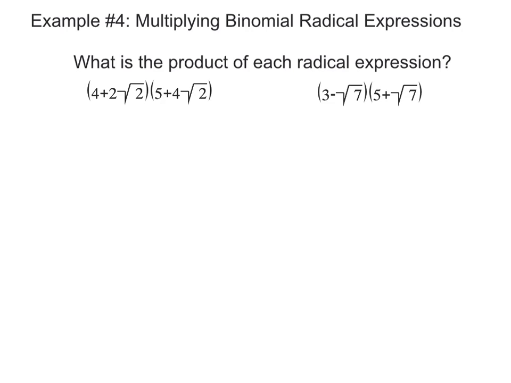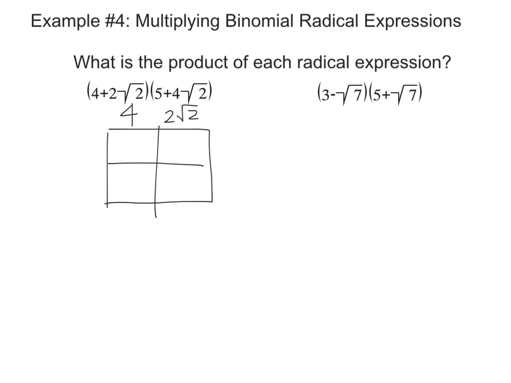The best way to multiply radical expressions. You can use the distributive property, but it can get a little bit messy. We've used the area model, the box method before, so that's what we'll do here. Alright, so I'm going to draw a box. And we have a 4 on top, and then a 2 square root of 2 here. Then we have a 5 and a 4 square root of 2 here.